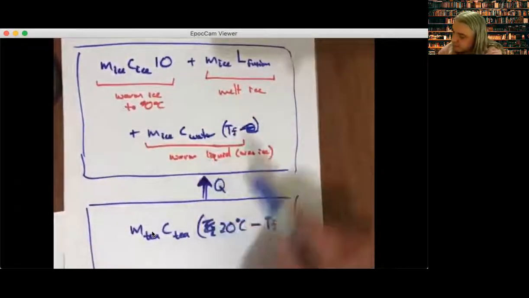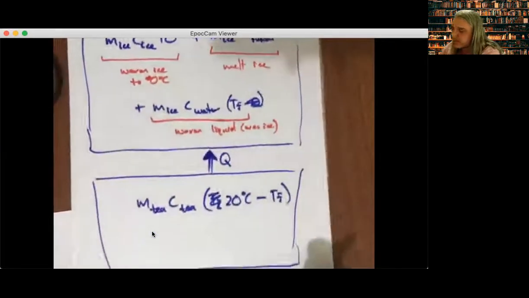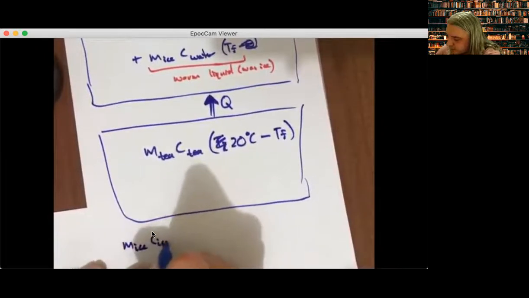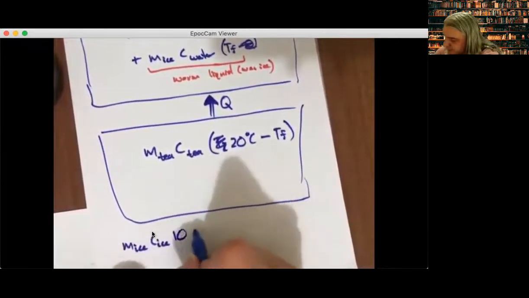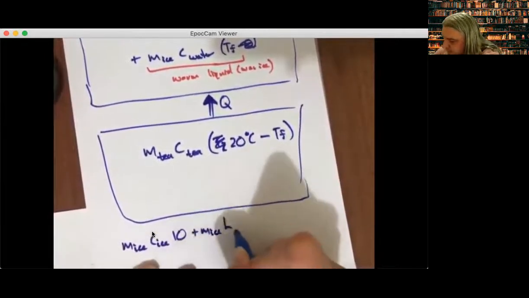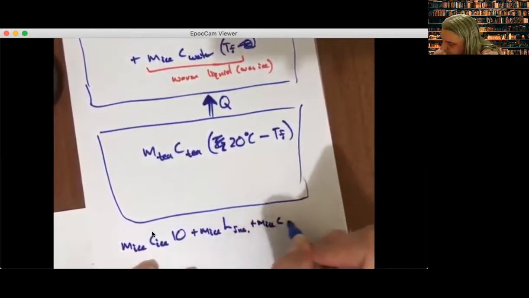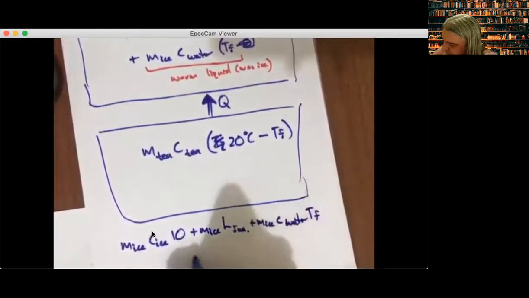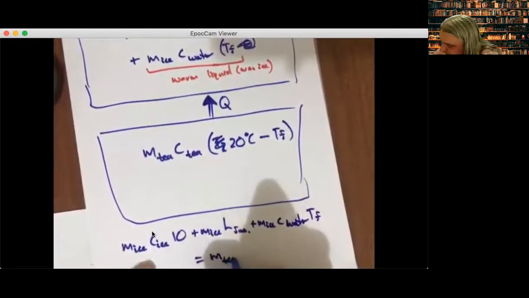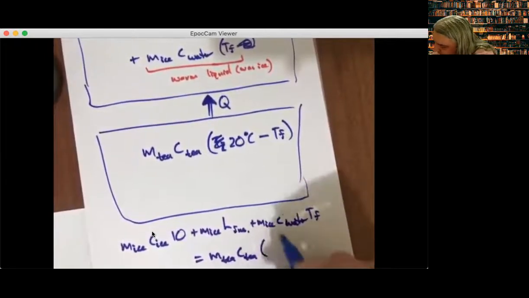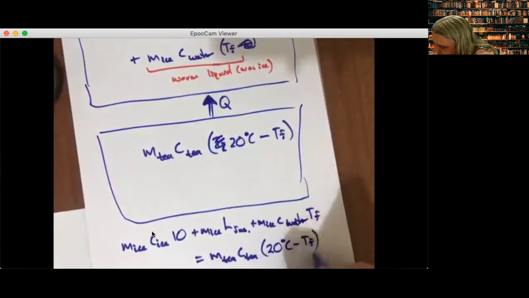And so then with all of this, you can write one big equation that has everything in it. So it's M ice times C ice times 10 plus M ice times L fusion plus M ice C water now times TF is all equal to M T C of T, which is water again, those are both water, times 20 degrees C minus TF.